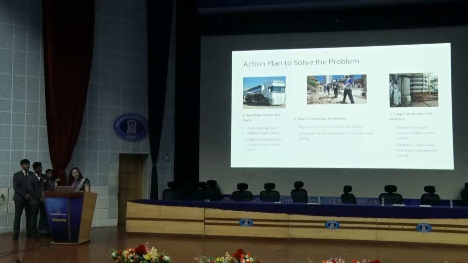Within the first 3 days, the focus should be on assessing the damage, deploying repair teams, and providing temporary water solutions to hospitals and shelters. Short-term actions spanning 1 to 4 weeks involve repairing priority sections of the infrastructure and setting up temporary treatment plants to ensure a clean water supply. The long-term actions over several months focus on rebuilding disaster-resilient water systems and empowering local communities to engage with the development. Advanced technologies can make this process efficient. For instance, drones can map out damaged areas, while IoT sensors monitor water quality and detect leaks in real time. GIS mapping helps track repairs and optimize resource allocation. By integrating these technologies with effective planning, we can not only recover faster but also build systems that withstand future disasters.